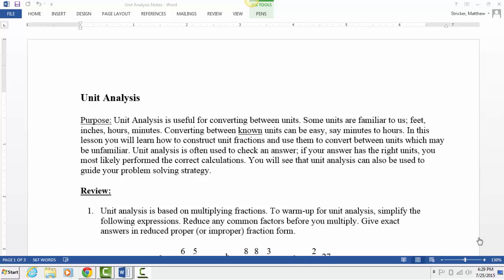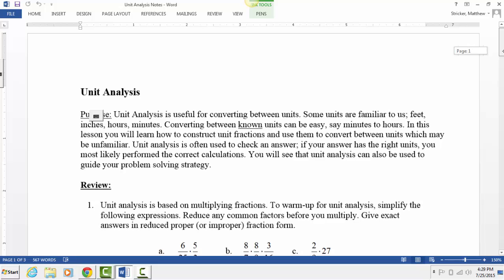In this video, we are going to talk about unit analysis, and basically the idea of unit analysis is converting between different types of units, like feet and inches and hours and minutes. Some of the problems can be easy, some can be more difficult. This video is going to be primarily focused on just the basics of unit analysis.